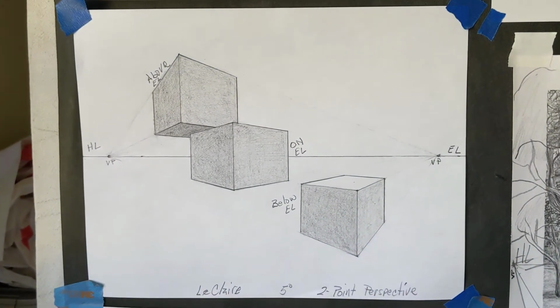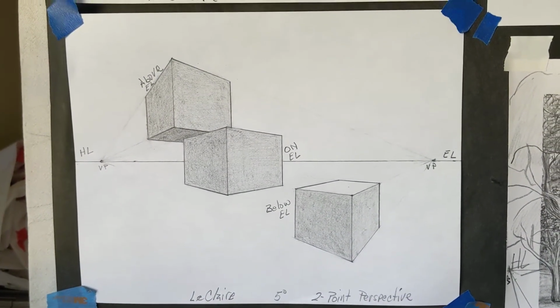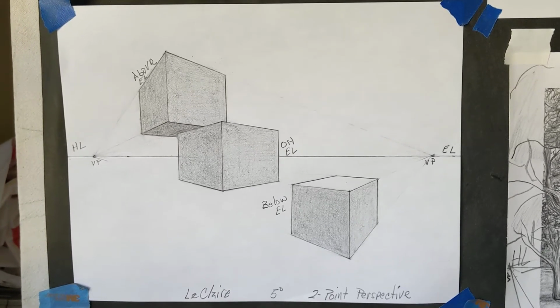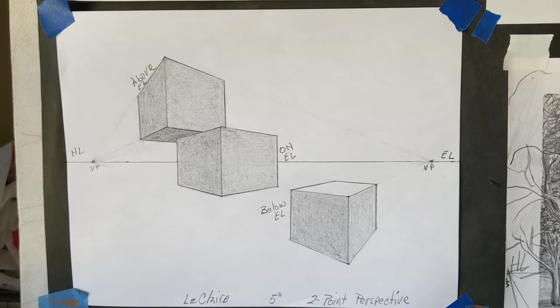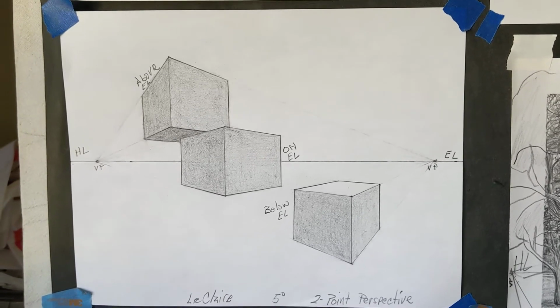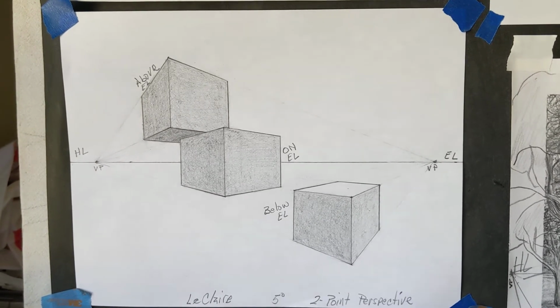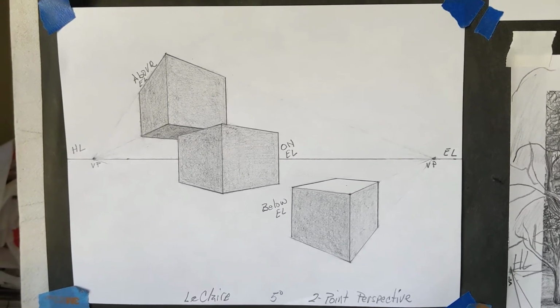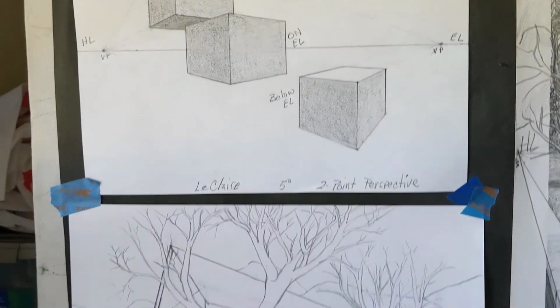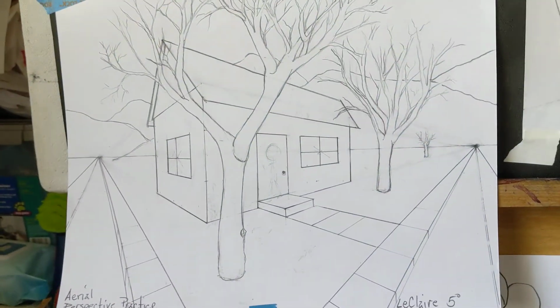On those faces of those boxes, we still had one light source at the upper right corner of the picture frame, and that developed our contrasting values for each of the faces so that they stood out from each other and contrasted with each other. That's two-point linear perspective. From then, we went to aerial perspective.